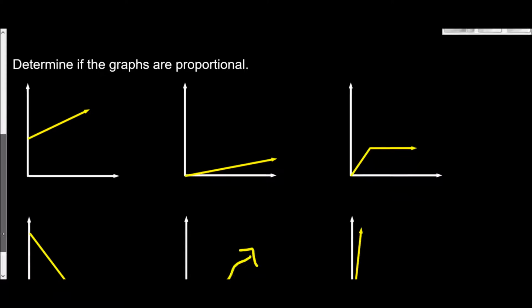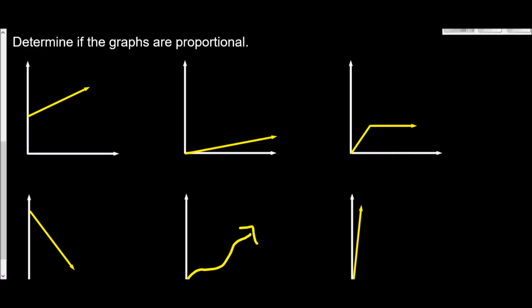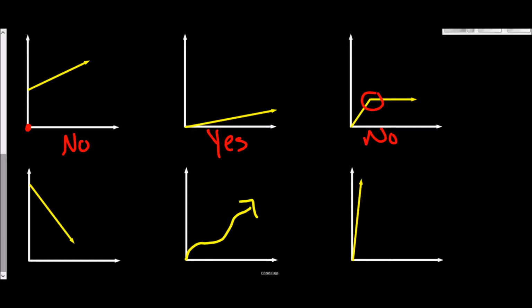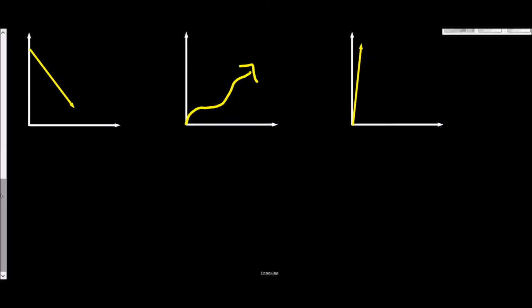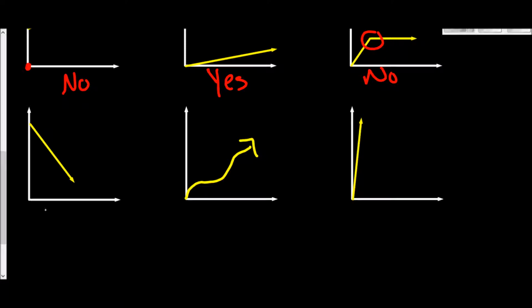Right, so determining if a graph is proportional. So this does not start at my origin, so it is a no. This starts at my origin, it is a line, it does not go down, so it is a yes. This has a bend in it, so it is a no. This goes down, so it does not work. Curves in it, so it doesn't work, it is not proportional. This starts at my origin, it's a straight line going up, so yes, it works. Easy as that.